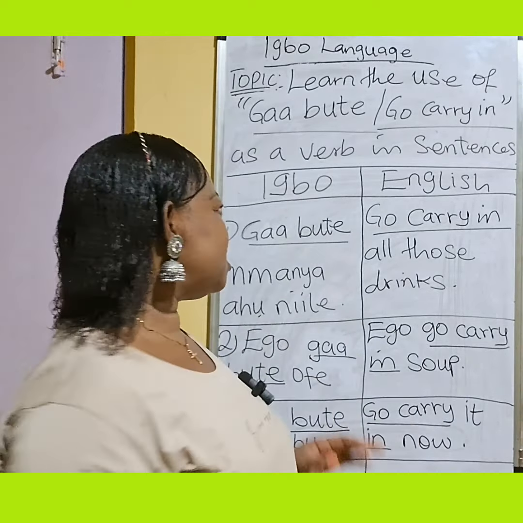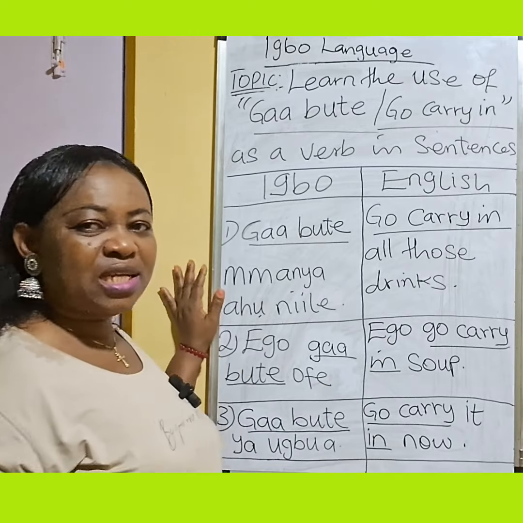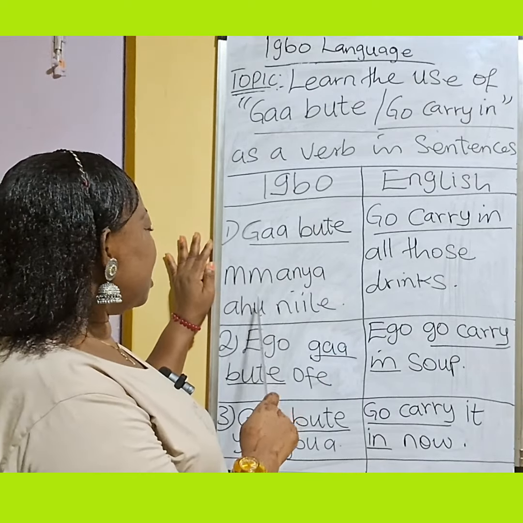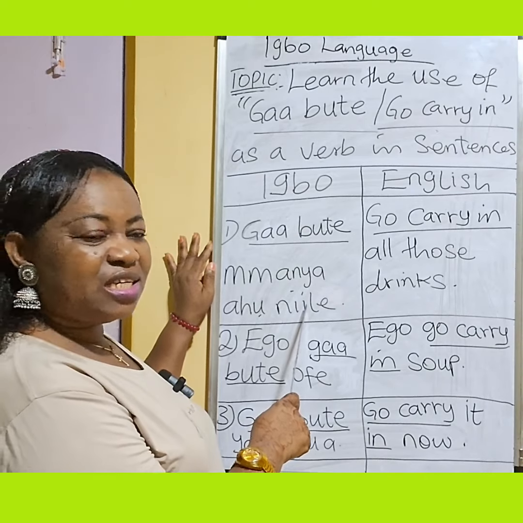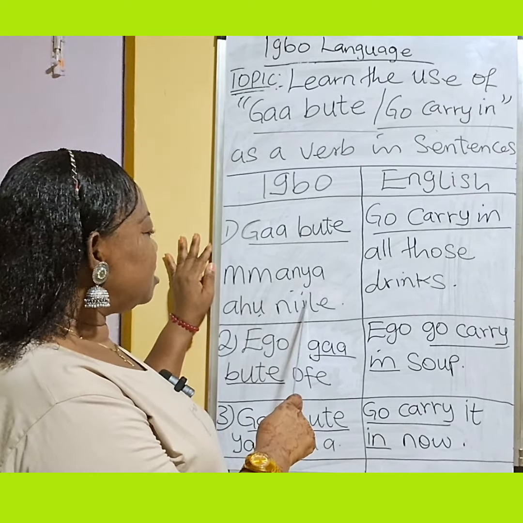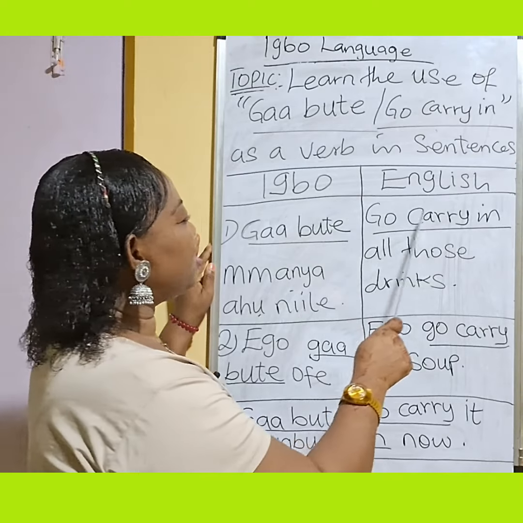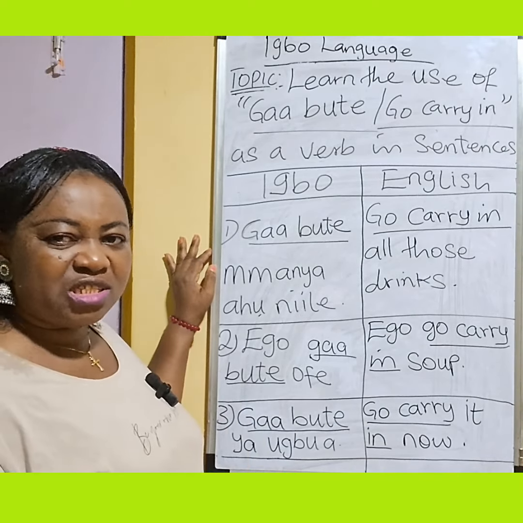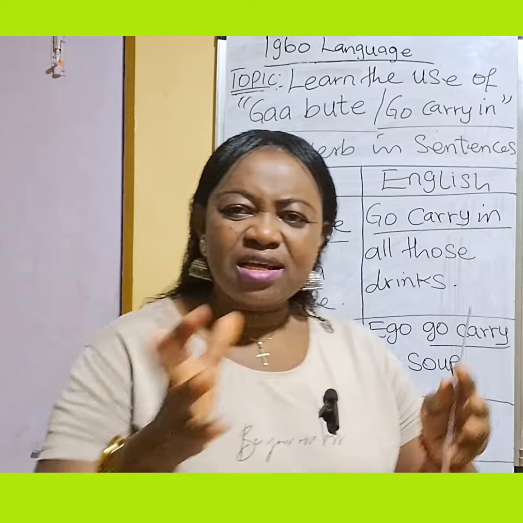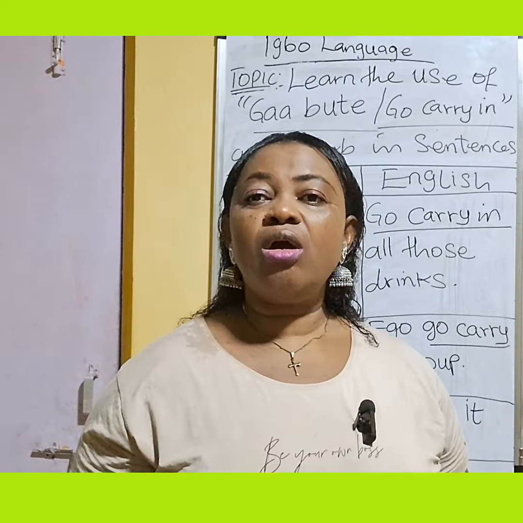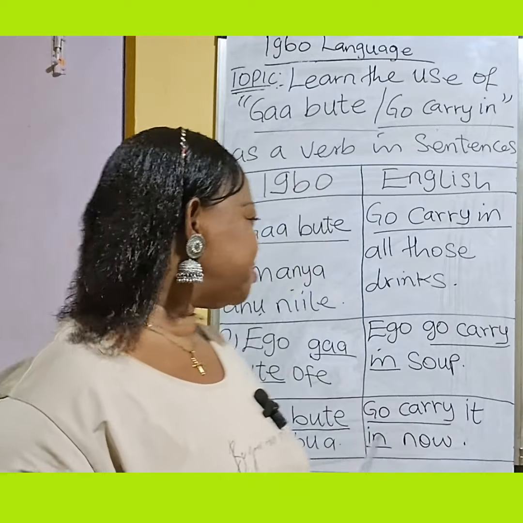Okay, let's start. Igbo English. Number one sentence says, Gaa bute mmanya ahụ niile. Class, say it. Gaa bute mmanya ahụ niile. Meaning, go carry in all those drinks. Have you seen it? Gaa bute mmanya ahụ niile. Go carry in all those drinks.